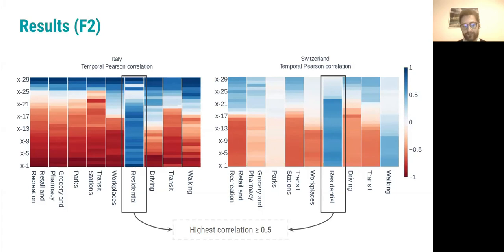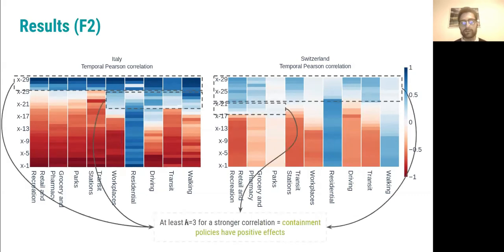Low traffic, in fact, in residential areas means that people stayed at home, and indeed this has been the most effective countermeasure to contain the coronavirus pandemic spread. The other mobility features have a stronger correlation only at longer lags, almost 3 weeks, and these results confirm the effect of movement containment policies, which has had a positive impact on the infection only after a few weeks.